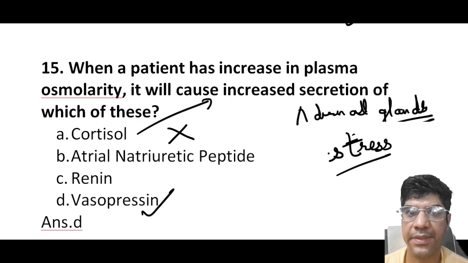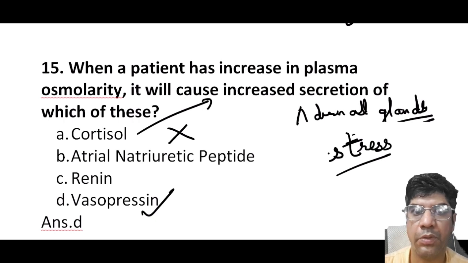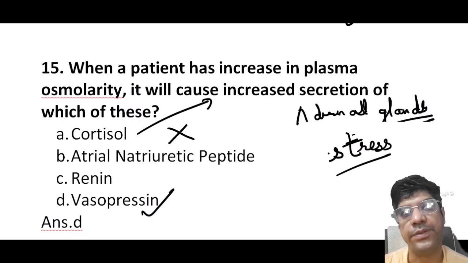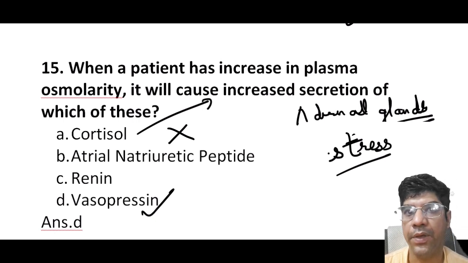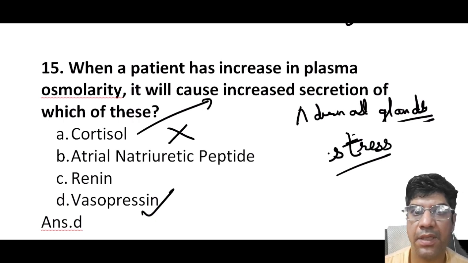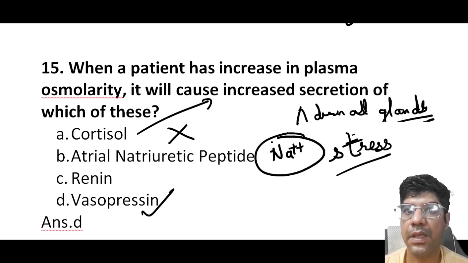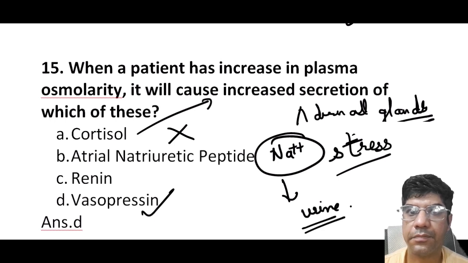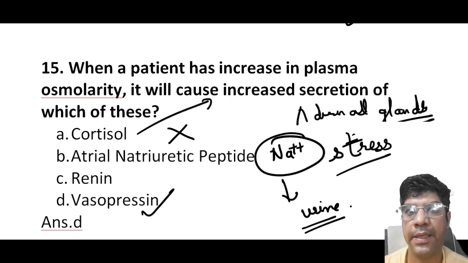Atrial natriuretic peptide is a hormone released by the atria of the heart in response to the stretching of the atrial walls, typically due to an increase in blood volume and pressure. Its primary function is to promote natriuresis, that is, excretion of sodium ions in the urine, leading to increased urine volume and a decreased blood volume and pressure.